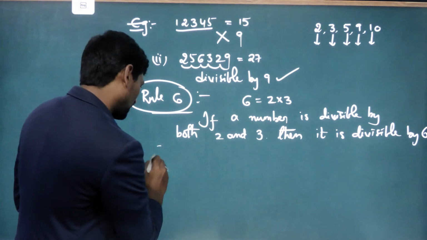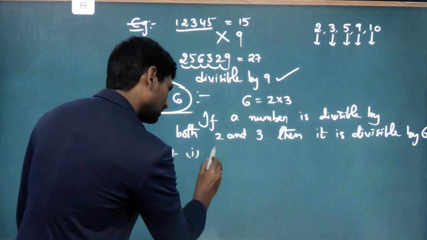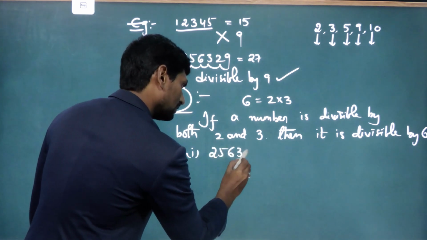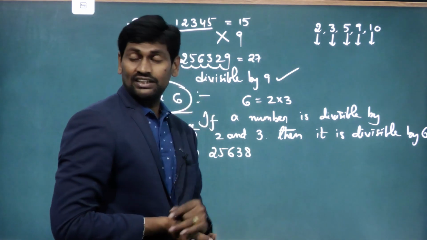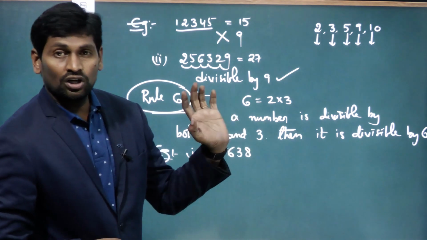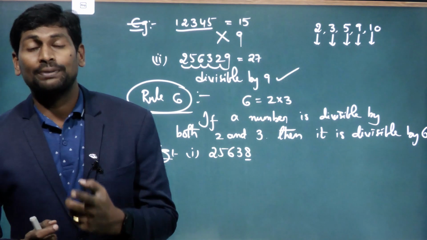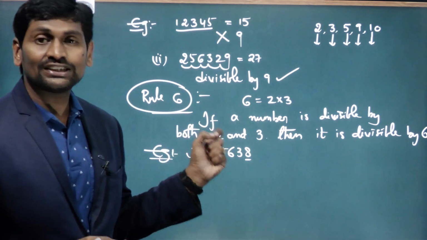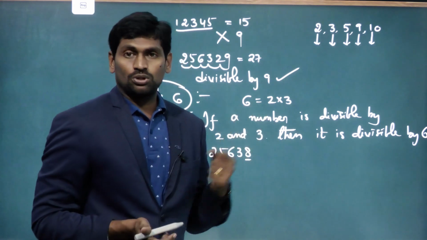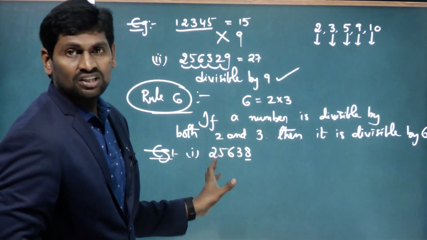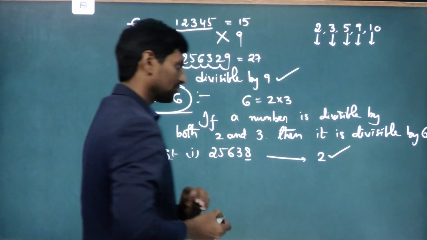Right. Let us check one example. 25638, is it divisible by 2 or not? What is the divisible rule for 2? The units place digit or last digit of a composite number is even or 0. 8 is an even number, so we can decide this number is divisible by 2.